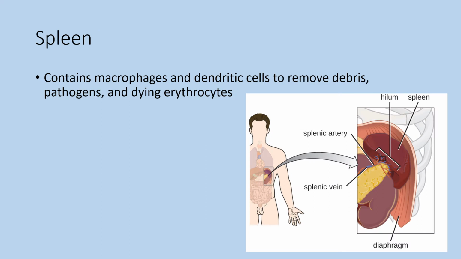The spleen contains macrophages and dendritic cells as well, once again to help remove any debris, remove any pathogens, and also to remove any of your erythrocytes that are dying. You know, there's a lifespan, and when it gets to the end of their life, they start dying off. That's why you're constantly making more erythrocytes. And so what happens to the old ones? They're going to be removed from the spleen.